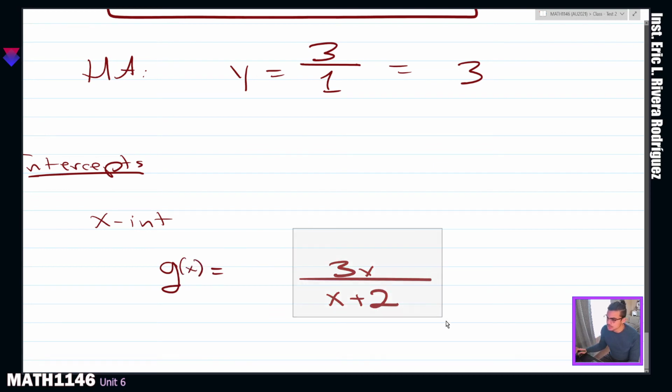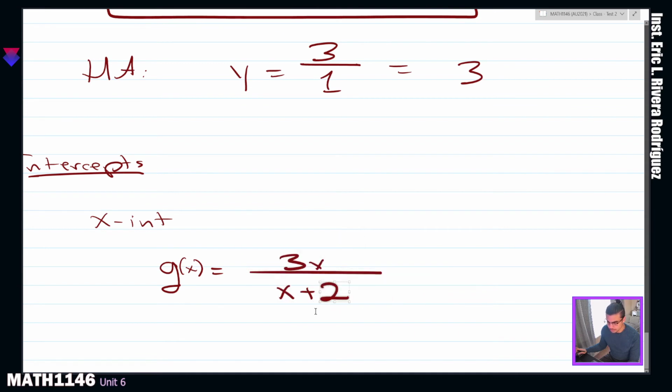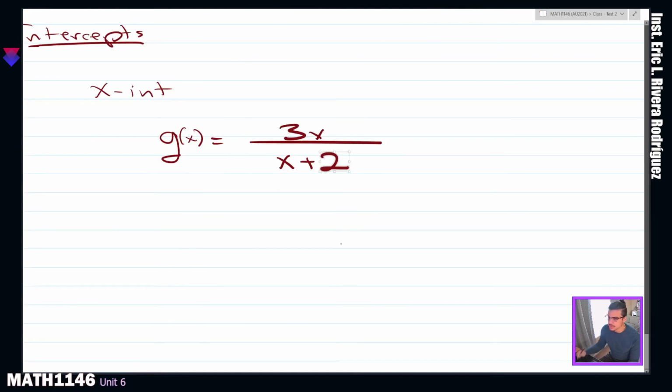So what is the main property of the x-intercept? It is that the y value is 0. So if all this is equal to 0, then we need just to solve the numerator for 0.